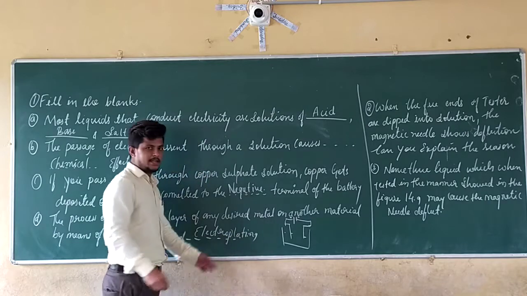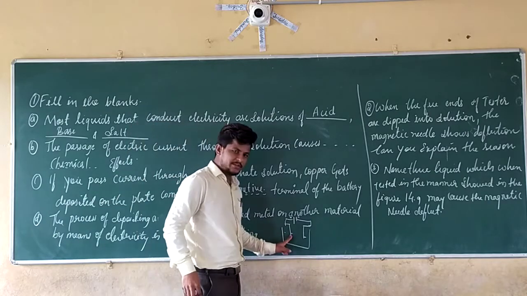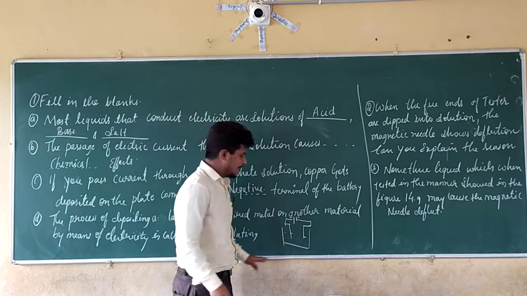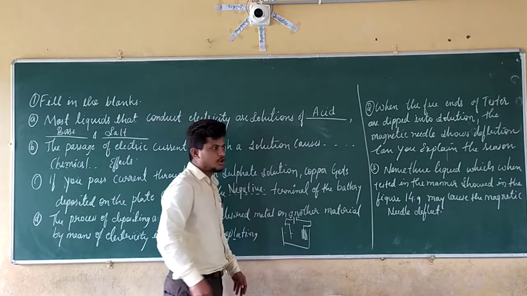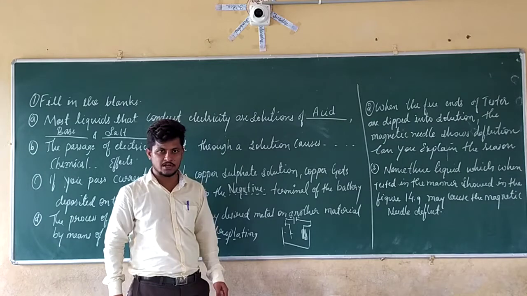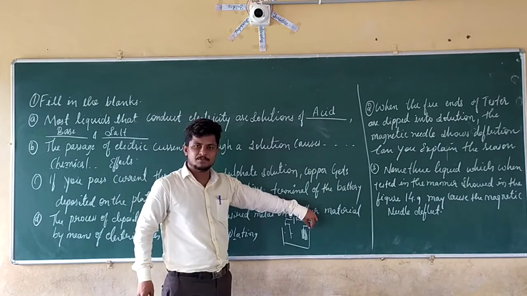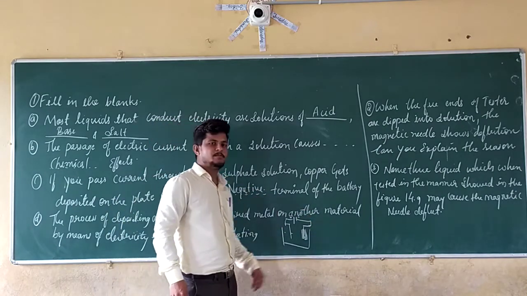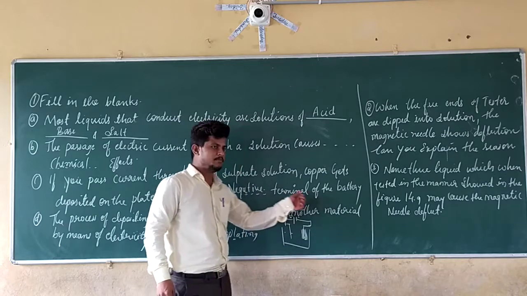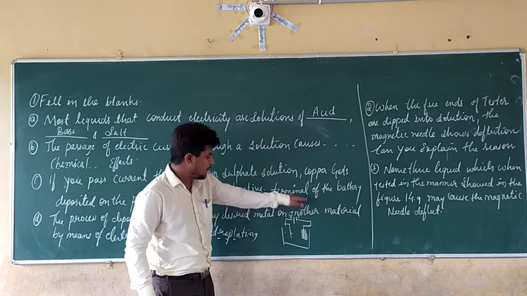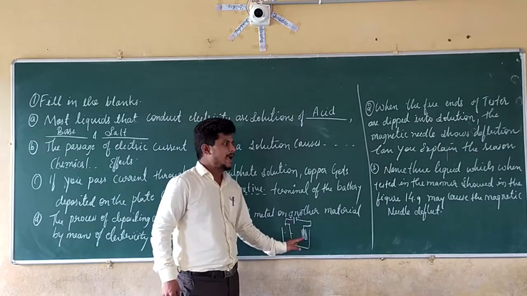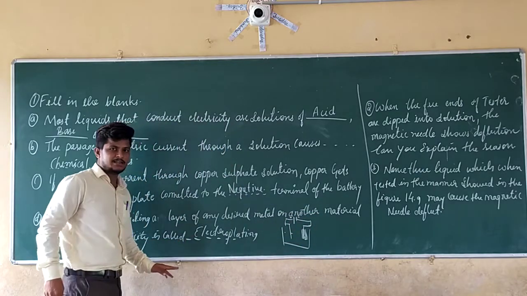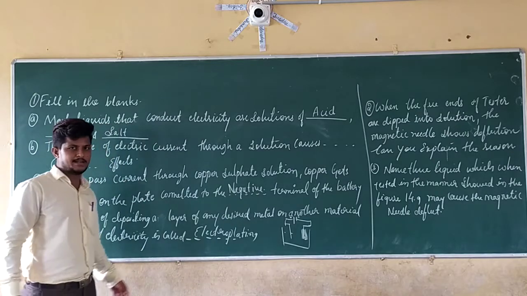So if you take an example here, the copper which is present in this solution is going to deposit on the base electrode which is connected to the negative terminal. So already there is a material present. On that material we are depositing another material by means of electricity. The chemical change which is happening here is the chemical effect of the electric current, and it is electroplating.